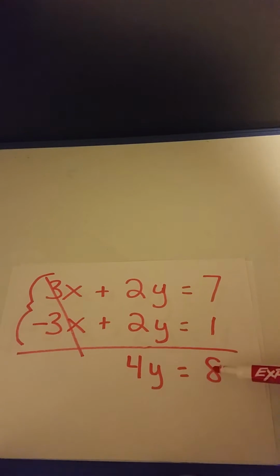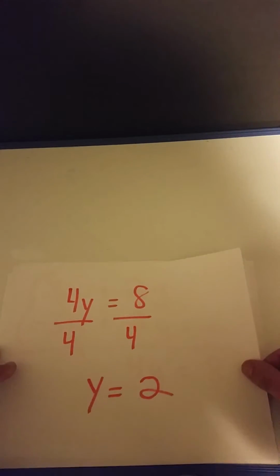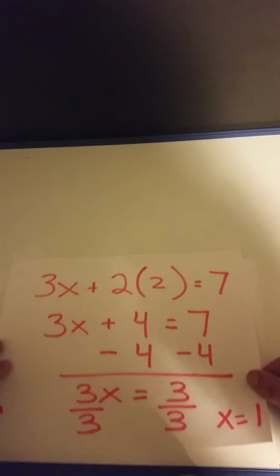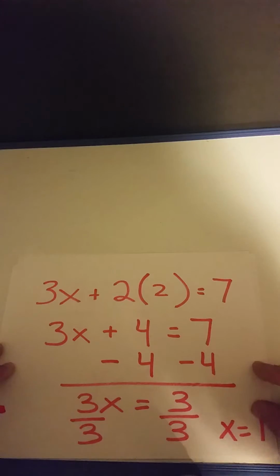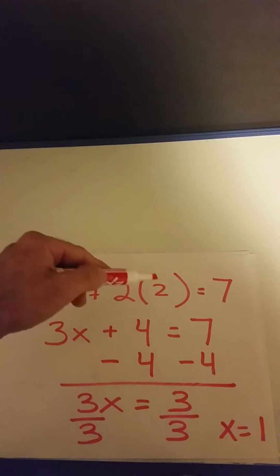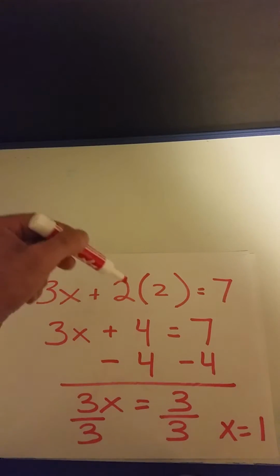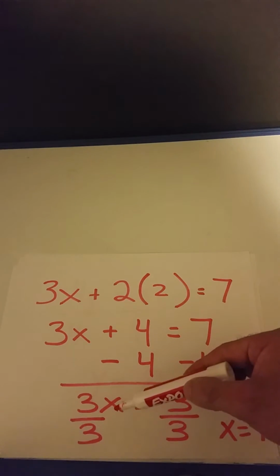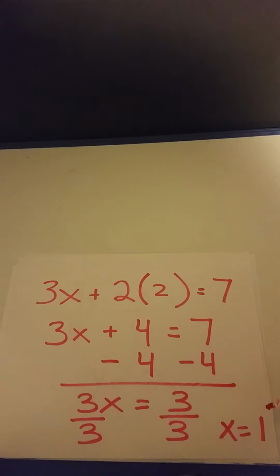So now we're trying to find what y is. We just do a little algebra. We divide the 4 on both sides, and we have that y equals 2. Now that we know that y equals 2, we want to plug in y to the equations that we started with. So here we have 3x plus 2, and that was y, but now y is 2. So it's 3x plus 2 times 2 equals 7. 3x plus 4 equals 7. Do some algebra, minus 4 on both sides, and we see that 3x equals 3. Divide the 3 on both sides. We want to isolate the x, and we see that x is 1.